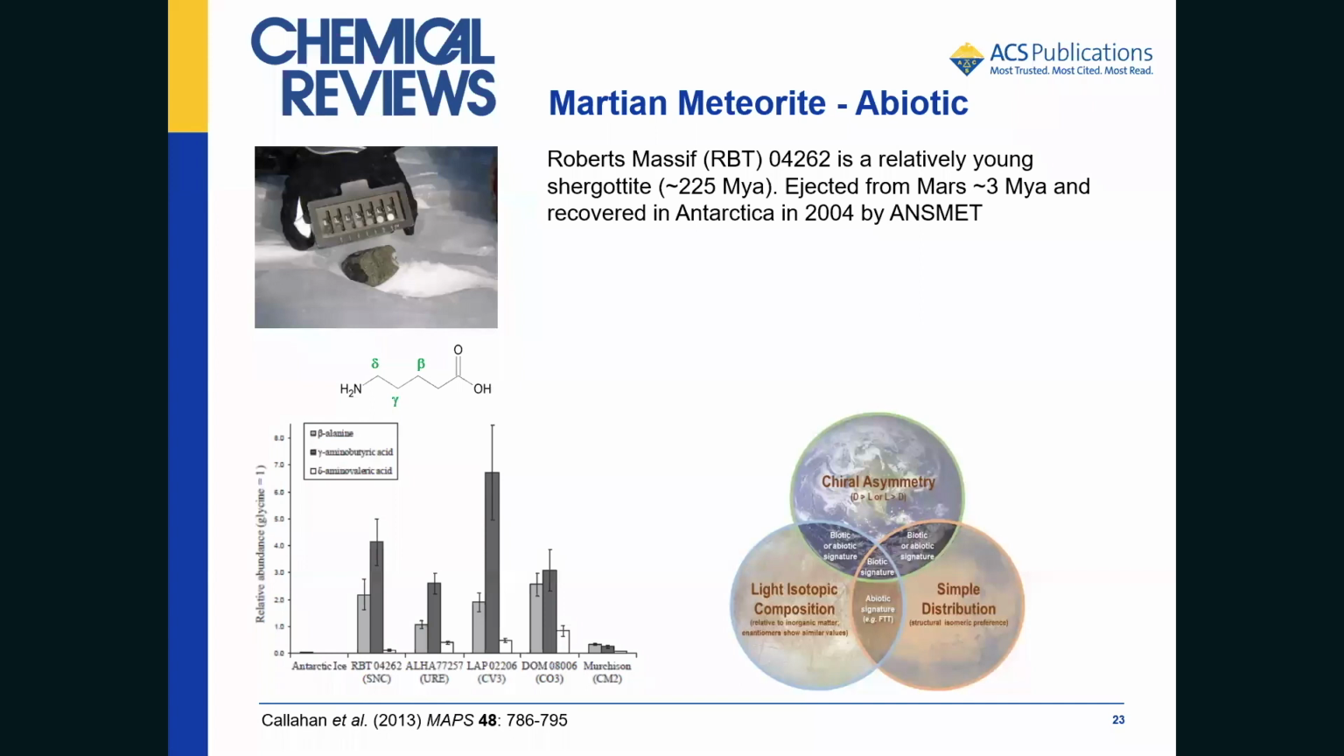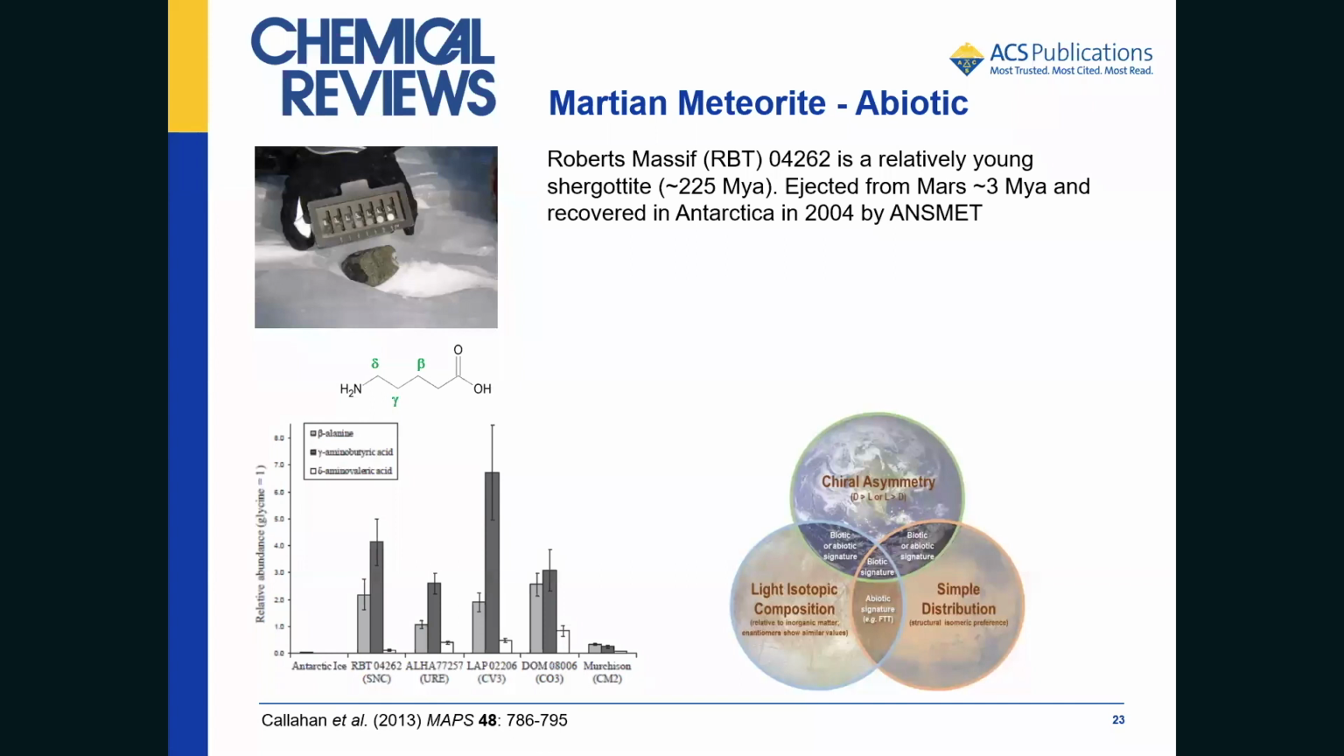Okay, so this is an interesting case. And unfortunately, this result kind of went under the radar. There's been so much emphasis on ALH 84001 over the years that I think some people forgot about RBT 04262, which was another Antarctic Martian meteorite, much younger than ALH 84001, which is about 4 billion years. This one's 225 million years, ejected from Mars 3 million years ago and recovered in Antarctica in 2004 by ANSMET.